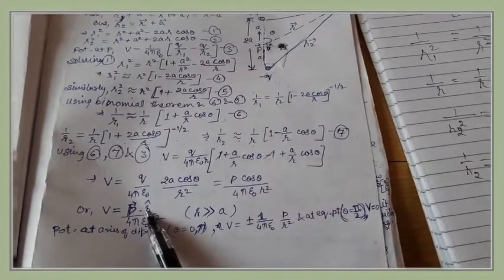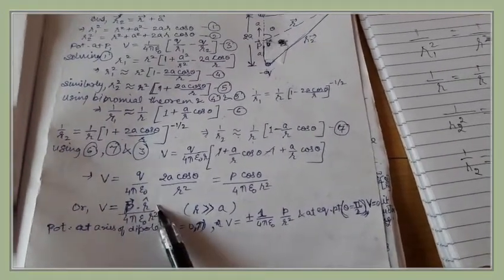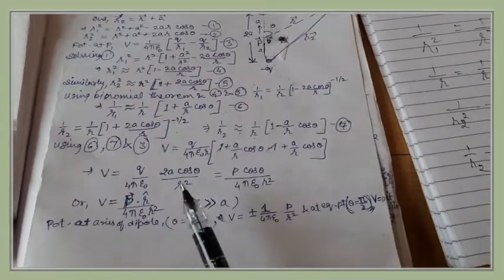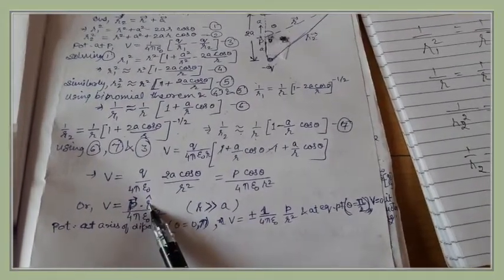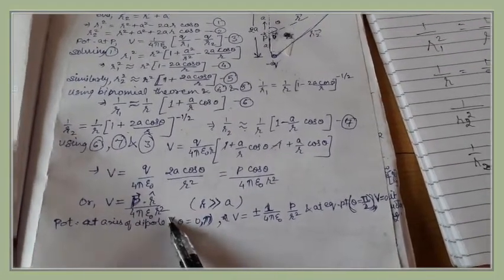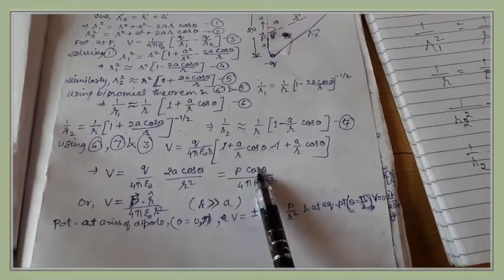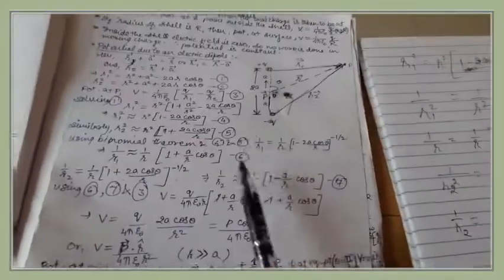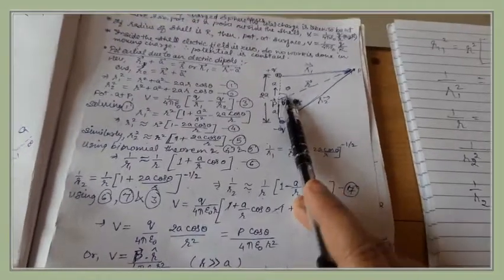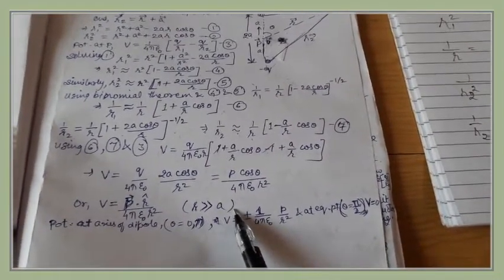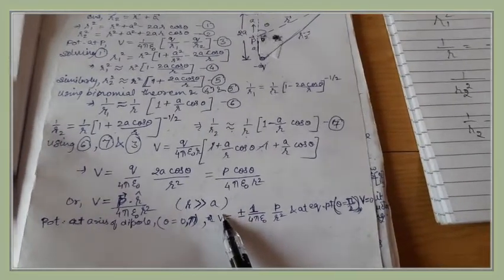And p cos theta can be written as P dot R cap, where R cap is a unit vector having magnitude 1. So when you take P dot R cap, its value is P into 1 into cos theta, upon 4 pi epsilon R square, where theta is the angle between vector P and vector R, which is shown in the diagram. And this is a condition where R is very much greater than A. We have taken the approximation.